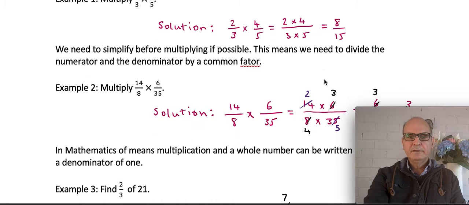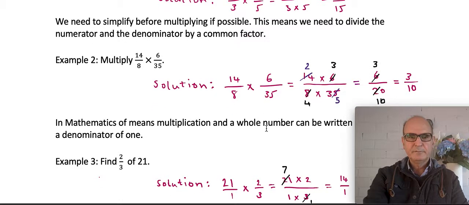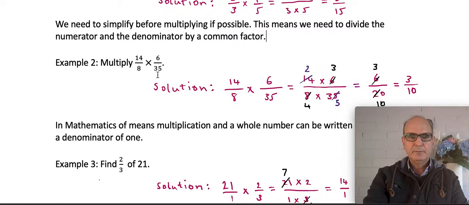The other thing that we need to be careful about is we need to simplify or cancel whenever possible when multiplying fractions. The next example illustrates this. Here in this example they are asking us to multiply 14/8 by 6/35. So we are multiplying these two fractions.